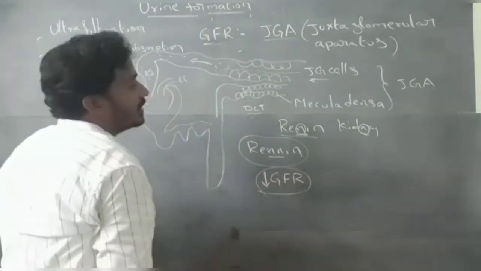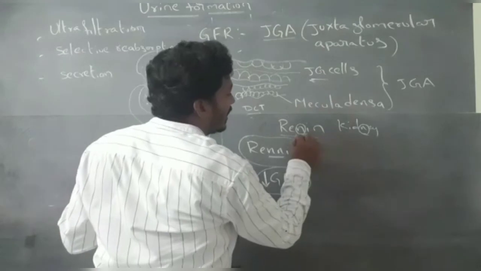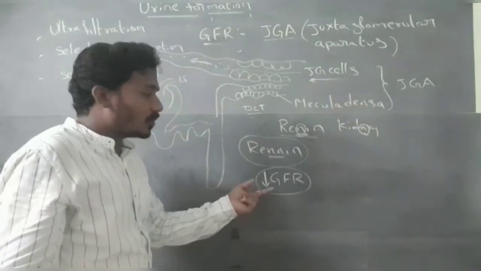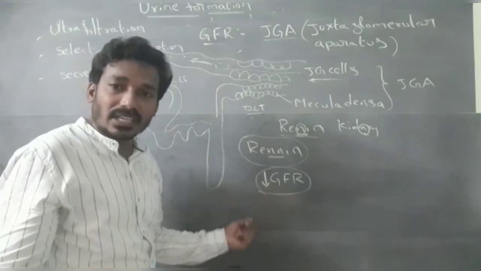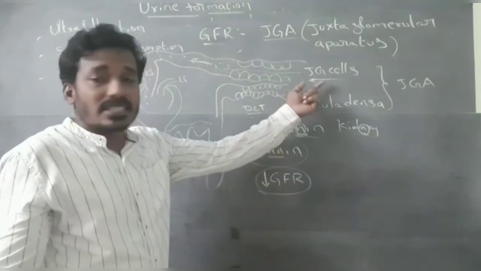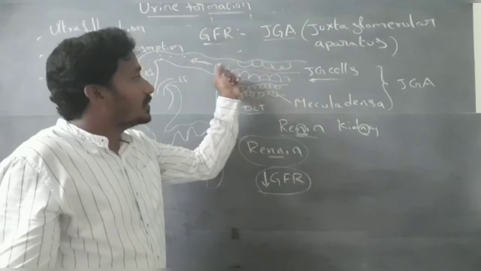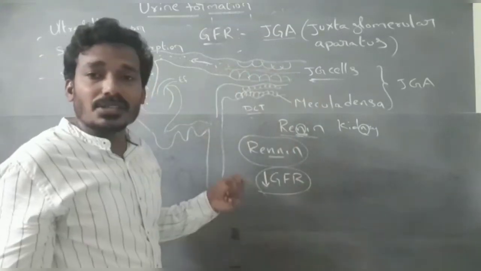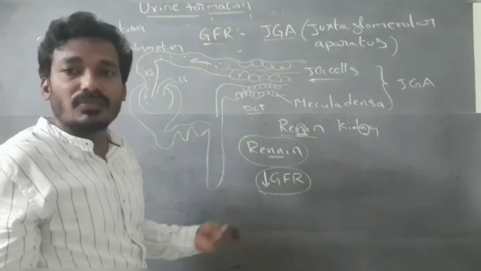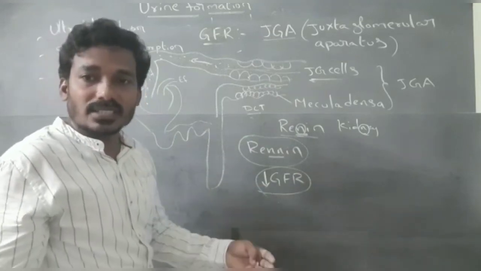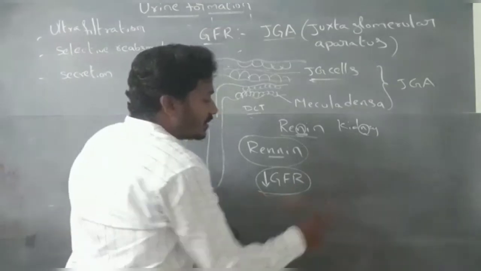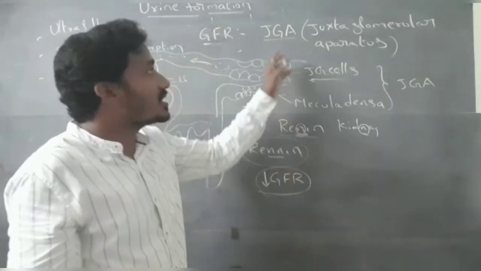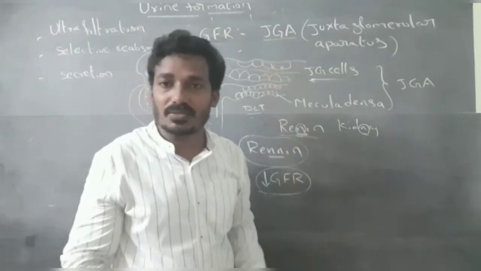This is important: renin is released by JG cells. When blood pressure or glomerular filtration rate is decreased, JG cells are activated to release renin. Renin increases the glomerular blood flow, which causes an increase in glomerular filtration rate. This is the JG apparatus mechanism.